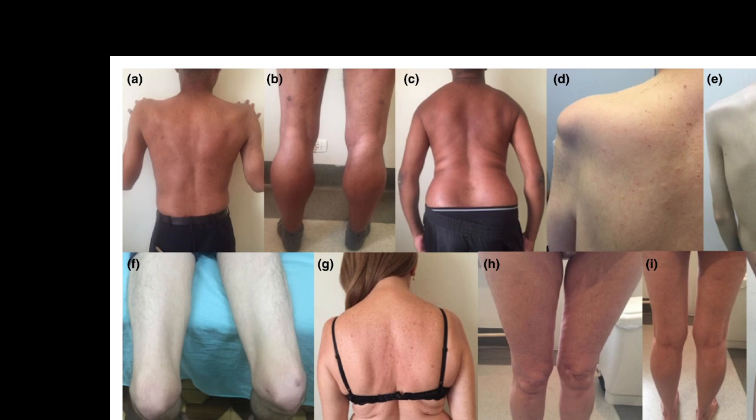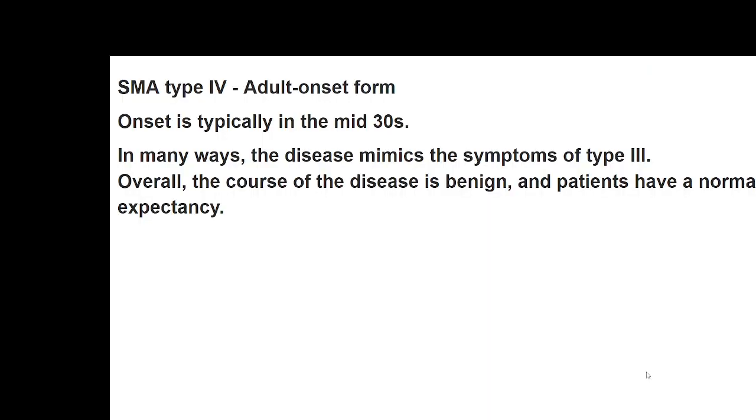The presentation could include mild winging of the scapula, and to compensate with the position, the patient may develop a scoliosis. And if you look at the muscles, because of the flexibility of the muscles, there could be thick skin folds. So these could be the different clinical presentations in the later part of life.